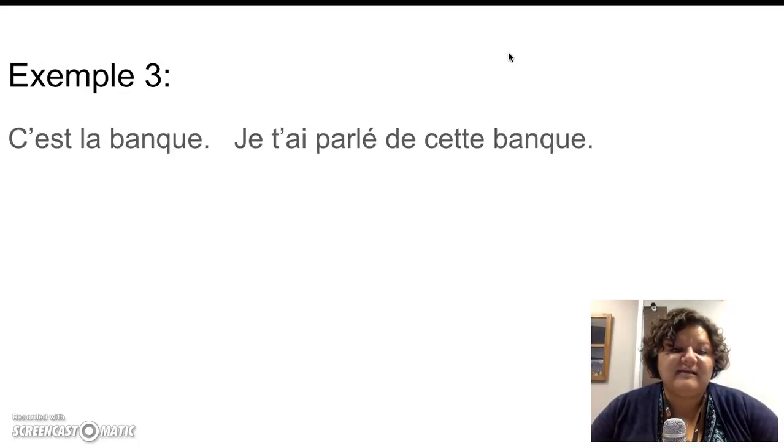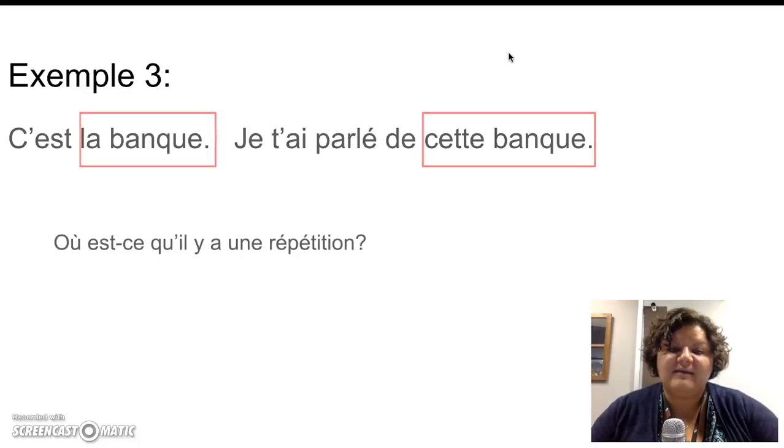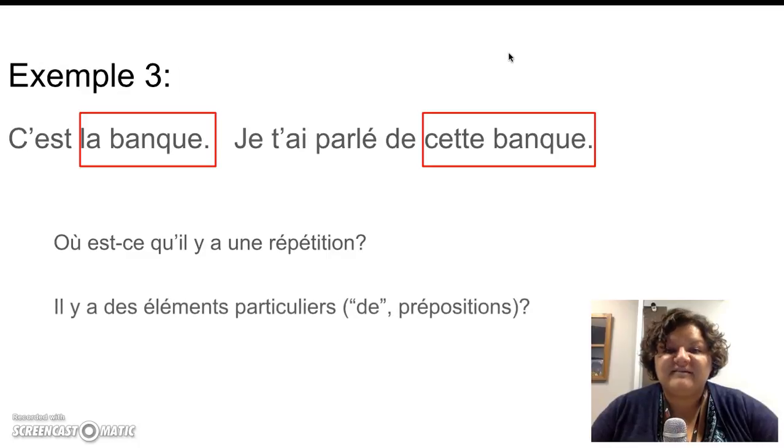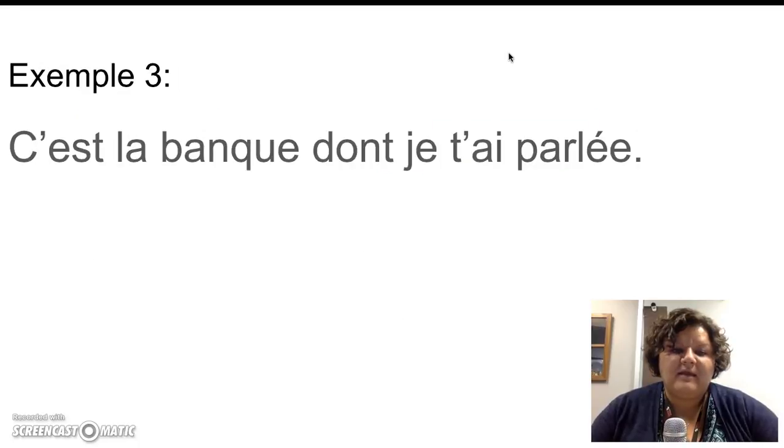In this one, c'est la banque, je t'ai parlé de cette banque. We know, again, it's the bank that's repeated. Then when we look at it, are there any particular elements that tell us anything? We have a de. And so c'est la banque dont je t'ai parlé.